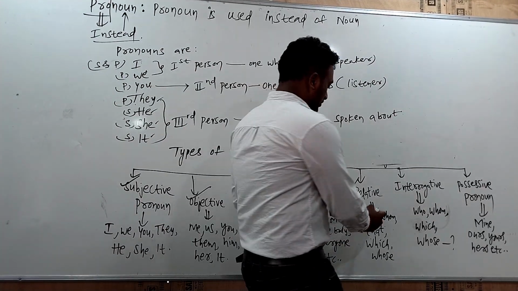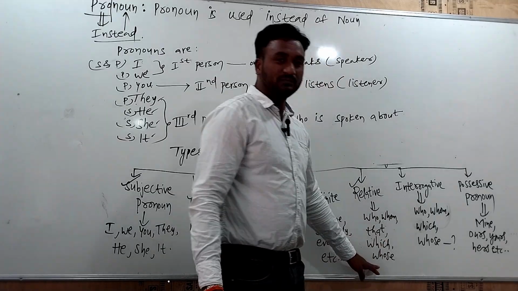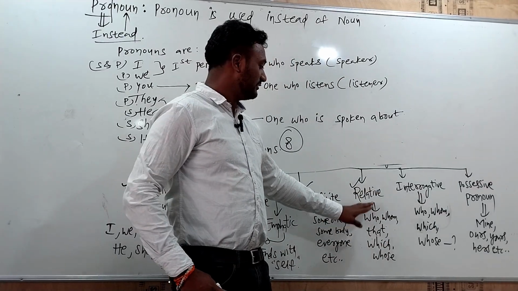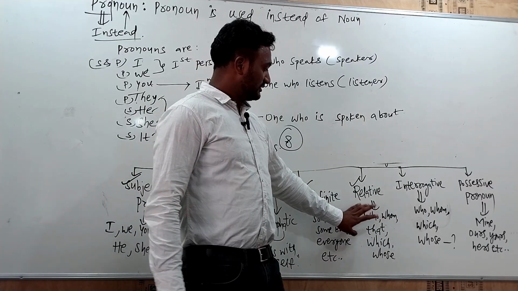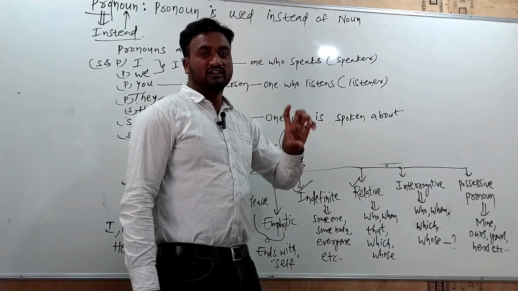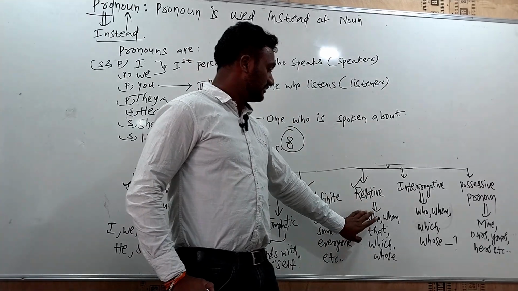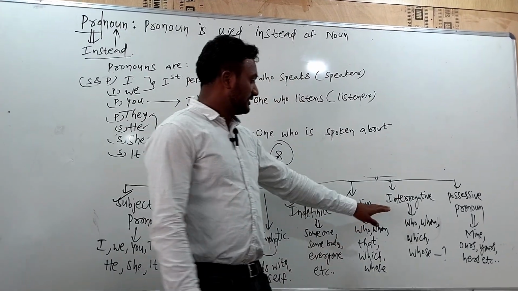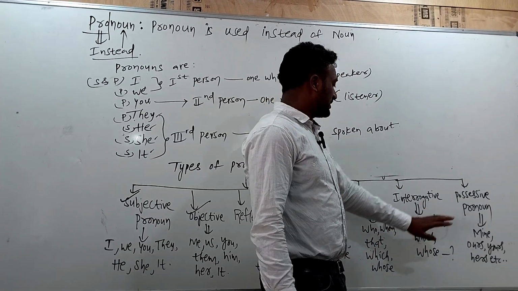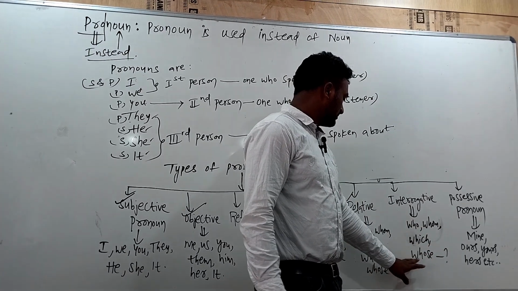Relative pronouns are who, whom, that, which, whose. And people say why, when, where are also relative pronouns, but they are relative adverbs. When we are learning the adverbs topic, I will teach you relative adverbs. For now, remember who, whom, that, which, whose are relative pronouns. And coming to interrogative pronouns: who, whom, which, whose.